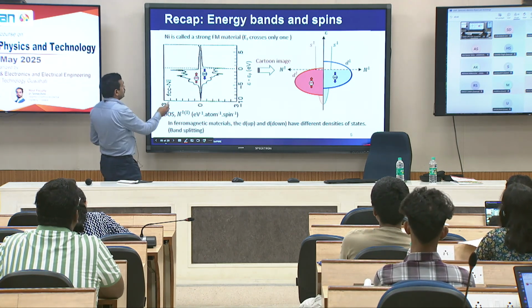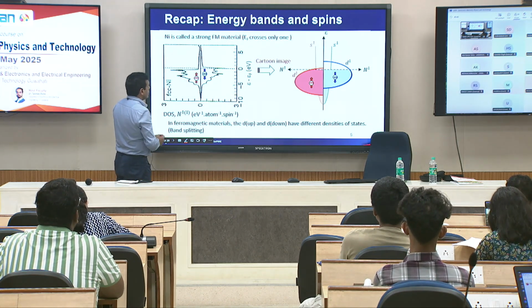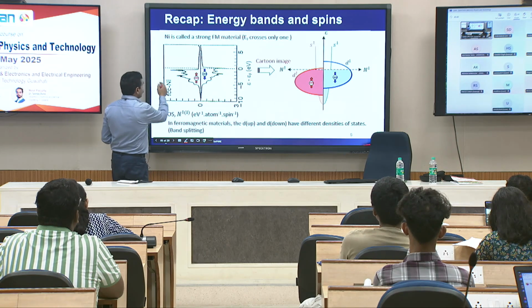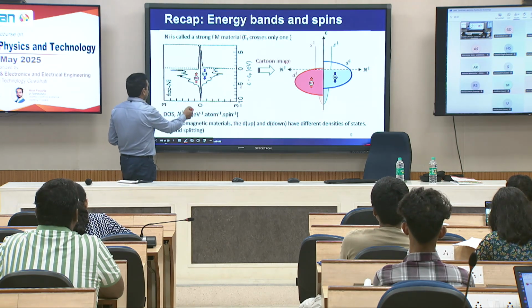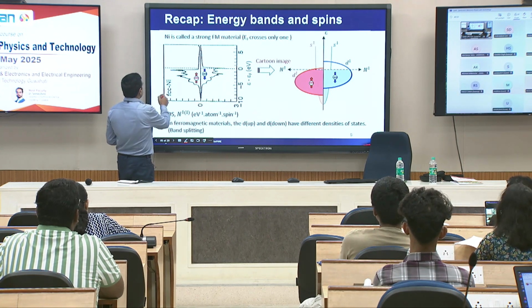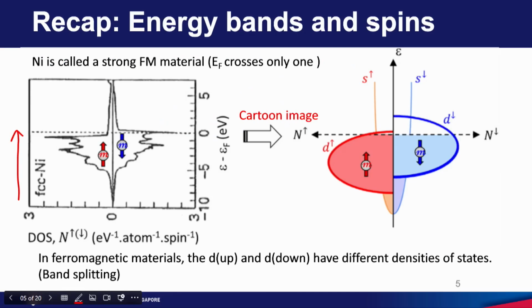Okay. So, if you see, on one side we have energy and on the other side we have density of states. Okay. So, on the y axis you have energy, and on the x axis you have the density of states. Okay. So, if you look at this picture, the spin up electrons occupy this band and spin down electrons occupy this band.